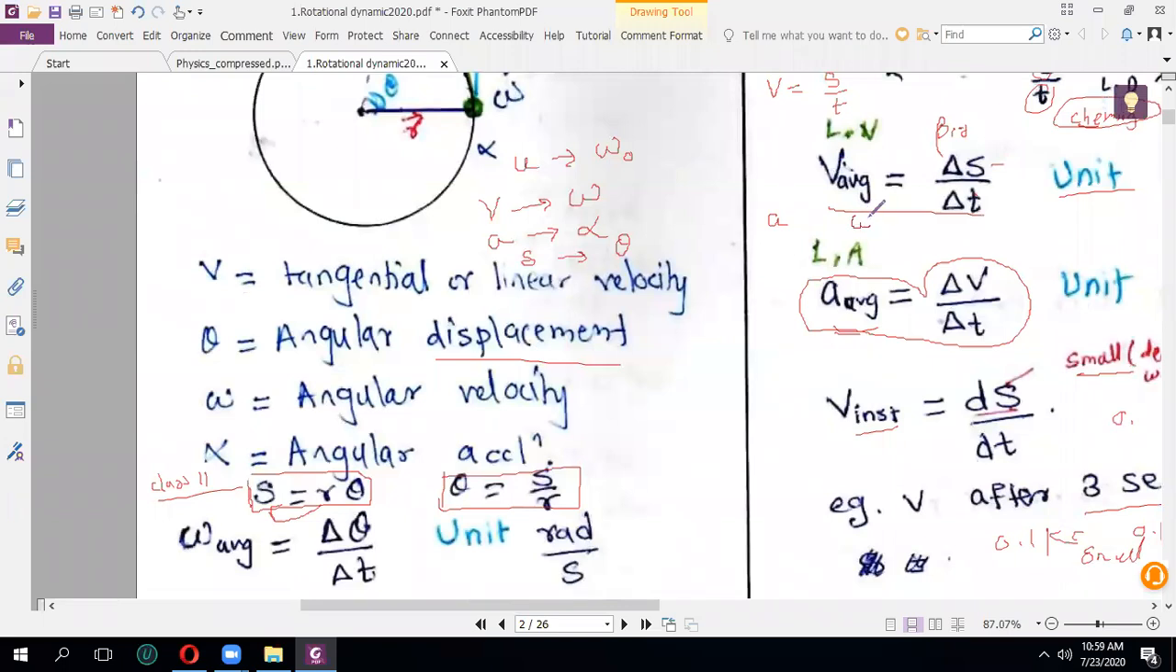V की जगह I am replacing omega. Delta S की जगह S I am replacing theta, and T is as it is. Now understood how I make the formula?